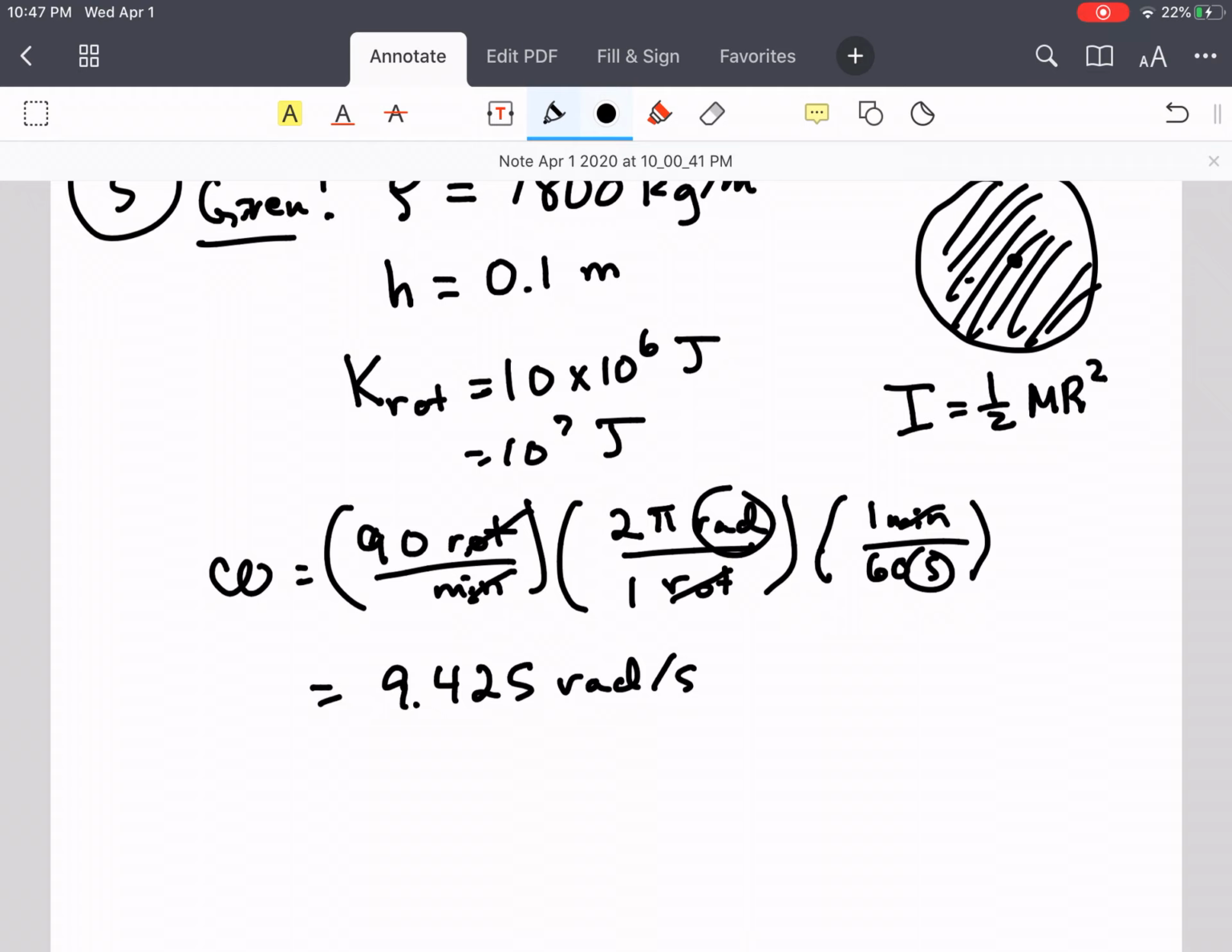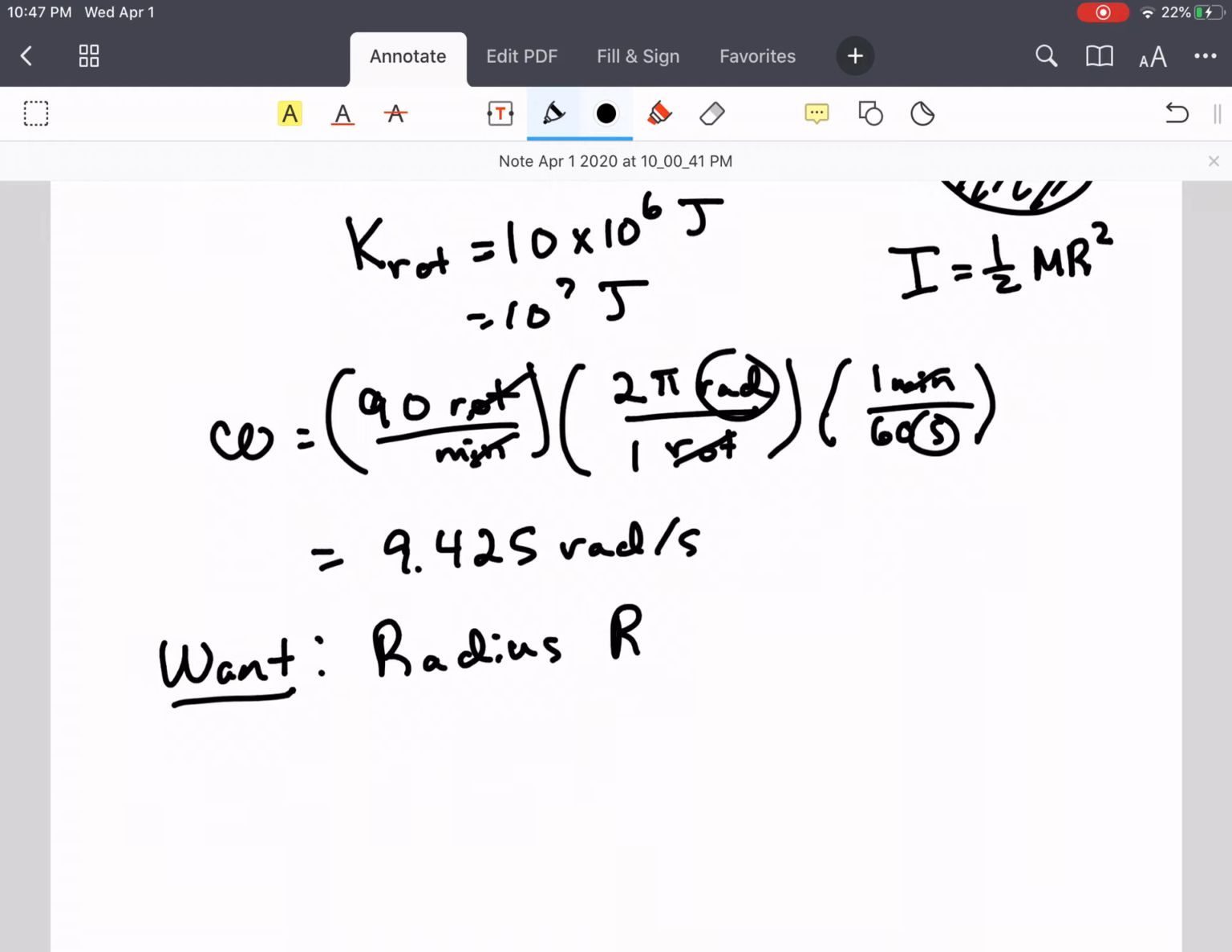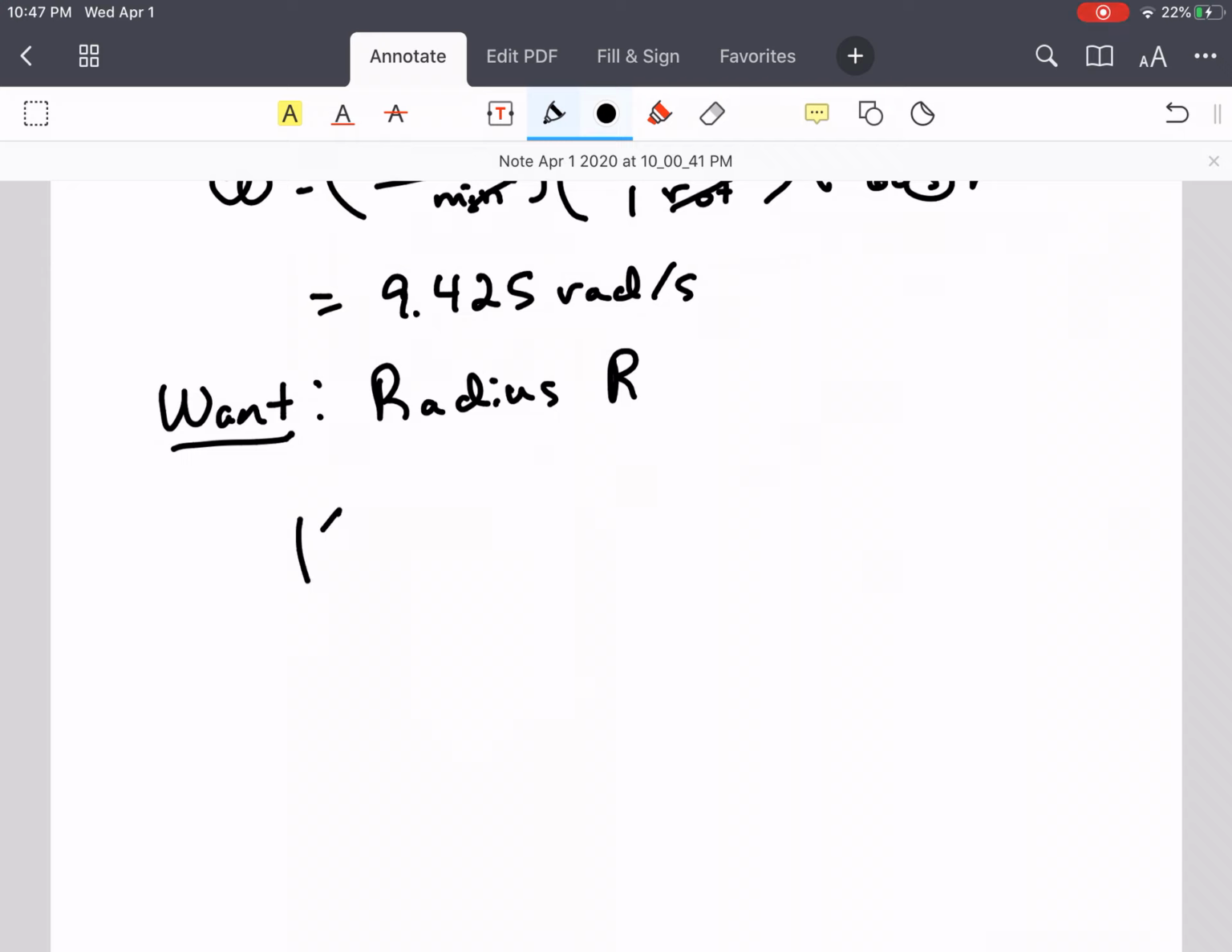This is all we're given, and we want the radius, r, of the disk. All right, so it's not too bad. We know that the kinetic energy of rotation is 1/2 I omega squared. We know omega, we don't know I.